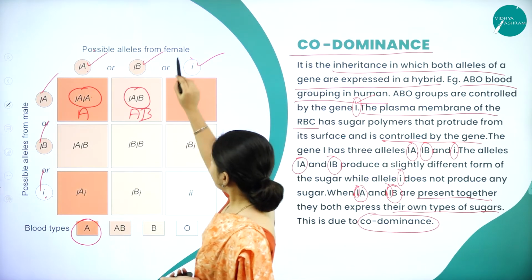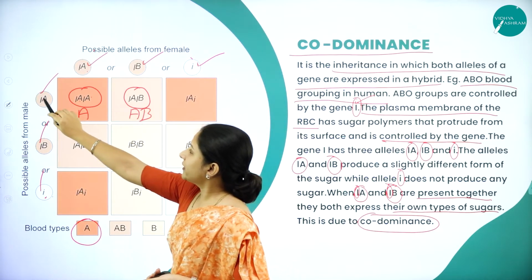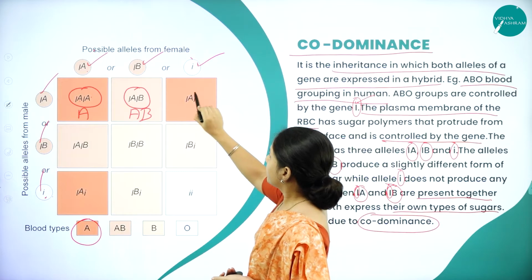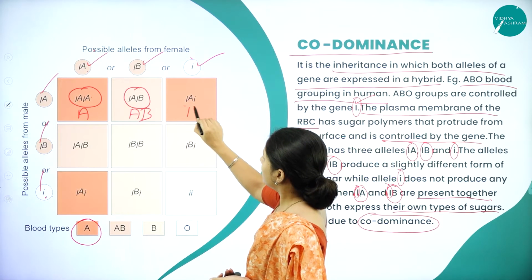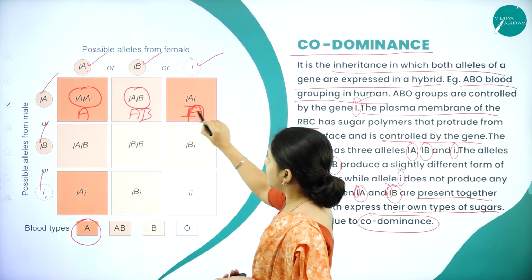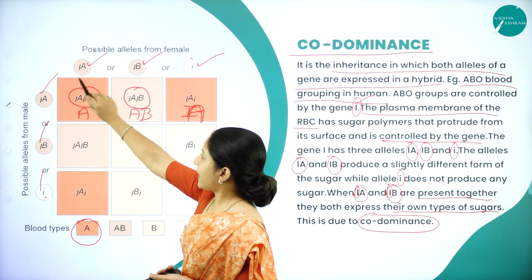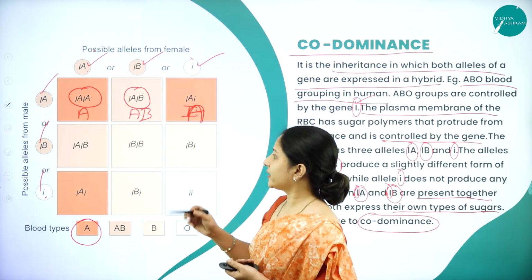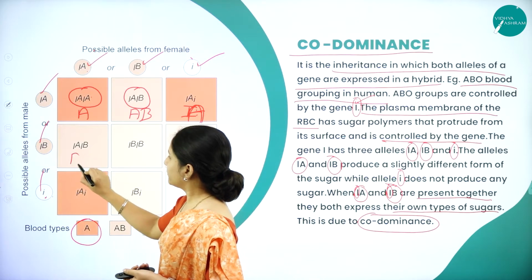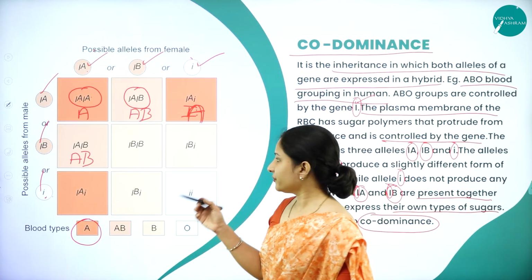AB. And if the female parent has a recessive allele and a dominant allele IA, then it will be IAI. Again here the blood group will be A. It will produce A blood group. And if the male parent has the IB allele and the IA allele is in the female parent, then the progeny will again have blood group AB.